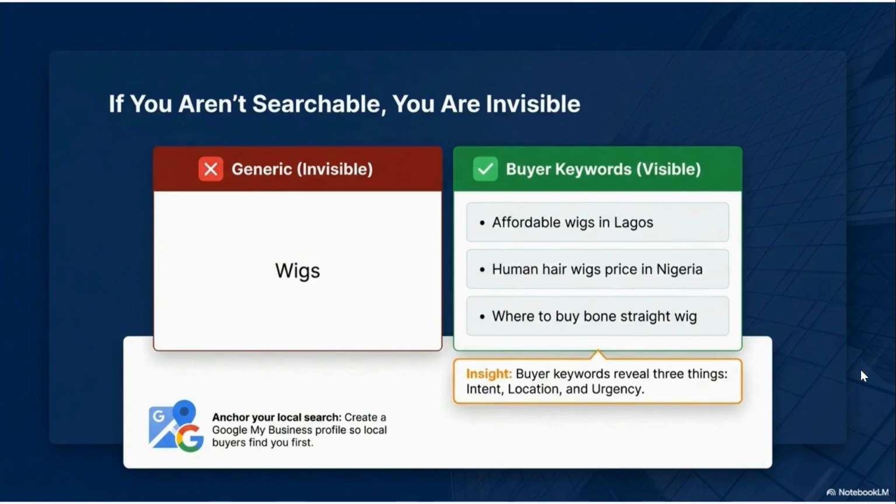Okay, so buyer keywords reveal three things: they reveal intent, they reveal location, and they reveal urgency. So ensure that your description on all platforms is couched to cover buyer keywords, so that when people type those things on Google, your business will be one of the businesses that come up, either on social media, on Google profile, or any other platform you are using.